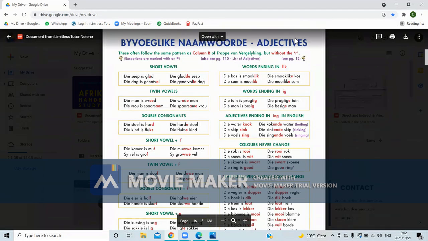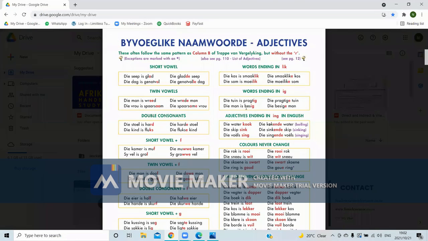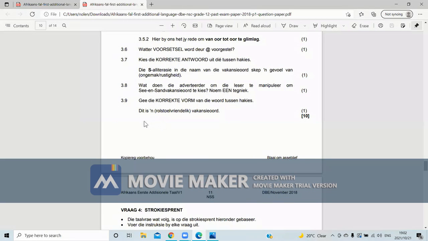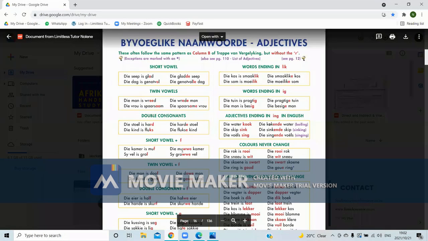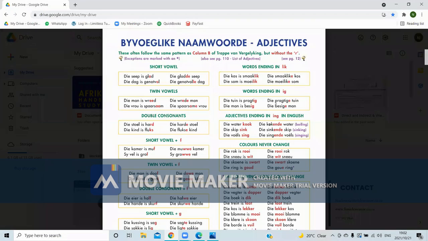These are adjectives. We know that adjectives are words that describe things, right? Generally nouns. So let's use a word that everyone knows, like prachtig, right? So die tuin, or just the word tuin, is a noun, right? And we want to describe it. So we say die tuin is prachtig. In your example, we would say die vakansieoord is rolstoelvriendelik. Okay, so imagine we're saying that. Okay, and then if we put the adjective before the noun in Afrikaans, we change how it sounds. So we say die prachtige tuin.